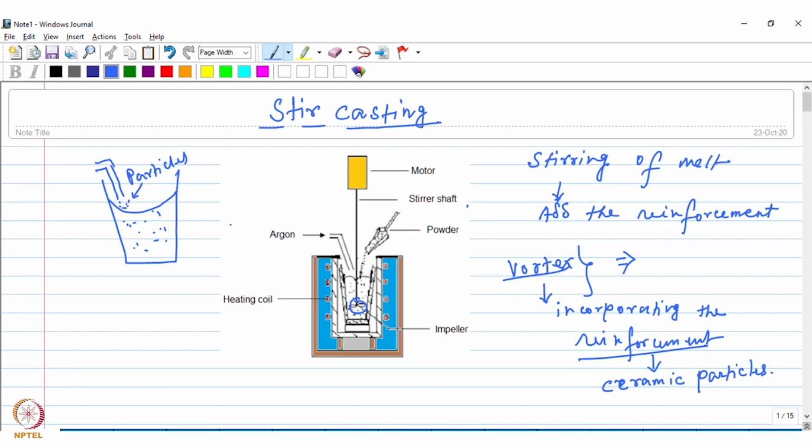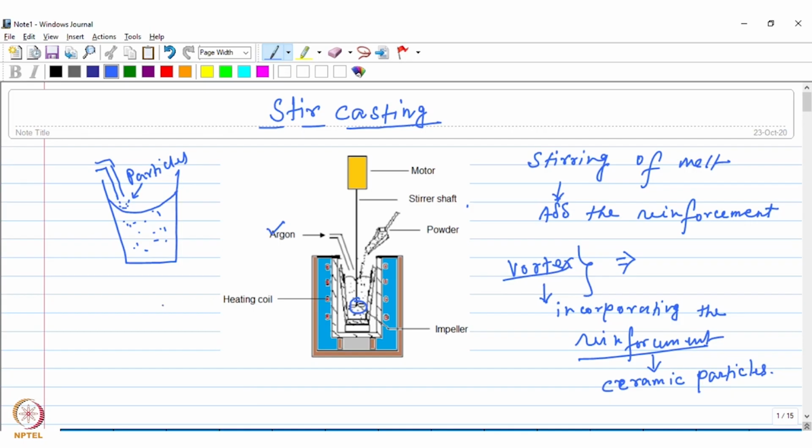And for aluminium, sometimes a gas cover is also used. An inert gas is used to prevent the oxidation of the metal. So that's what you see over here. A gas cover is used, an inert gas is used to prevent the oxidation.